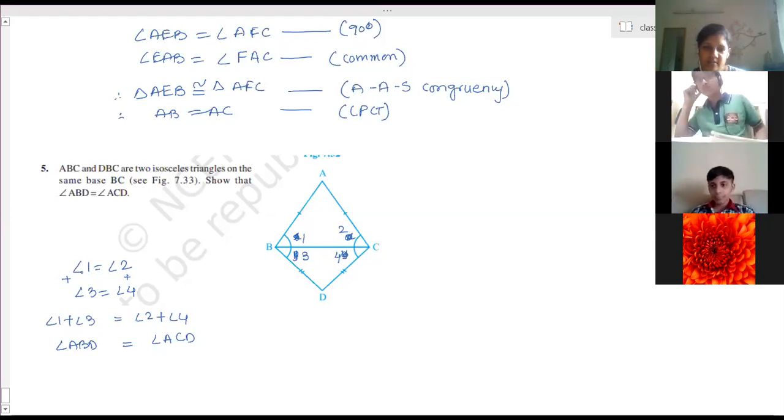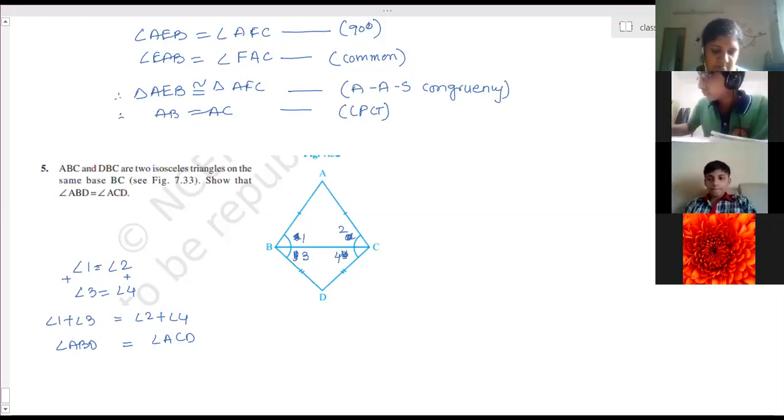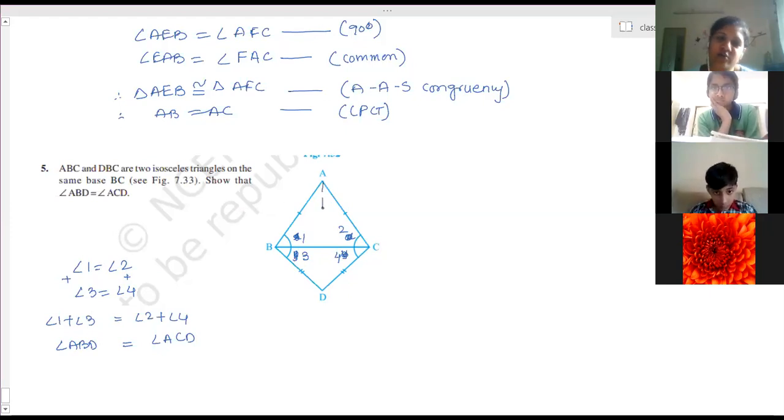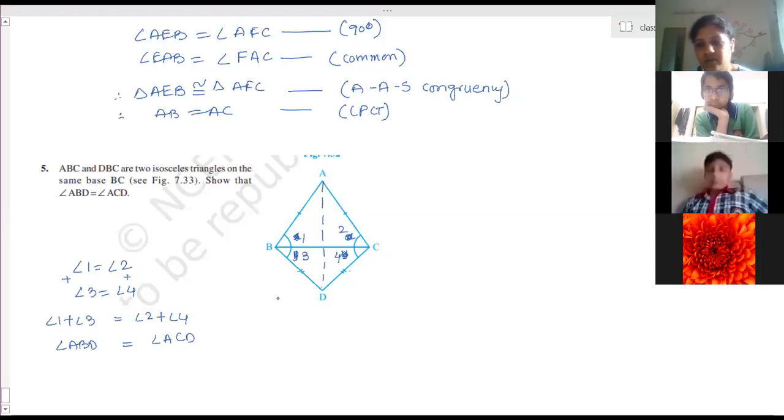Ma'am, we can do it another way by joining A and D. So we can prove congruency in ABD and ACD, and then we can get the two angles equal. Yes, that also works. If you join AD, then you have to show triangle ABD and triangle ACD are congruent. They'll be equal by SSS. AB is equal to AC, BD is equal to DC, and AD is common. So by SSS criteria, two triangles are congruent. Therefore, angle B is equal to angle C.